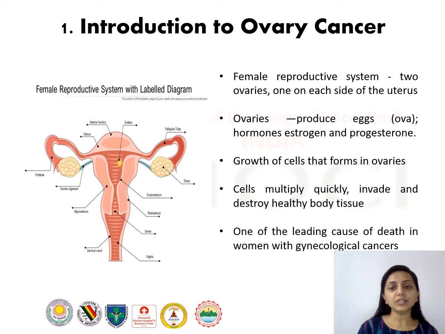The female reproductive system has two ovaries, one on each side of the uterus. The ovaries produce eggs as well as hormones called estrogen and progesterone. So we call it ovarian cancer when there is an abnormal growth of cells that forms in the ovaries, and these cells have a tendency to multiply quickly, invade, and further affect the normal organs of the body. So it is of great concern because it is one of the leading causes of death in women with gynecological cancers.